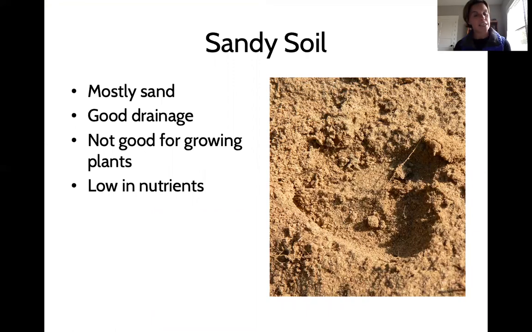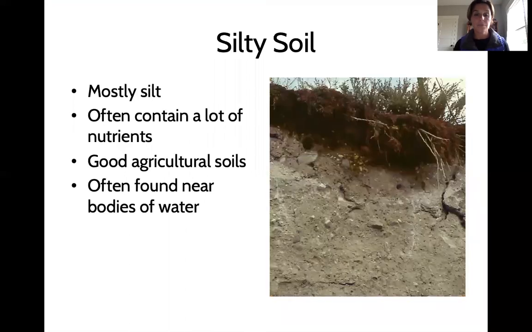All right, so let's talk about these soils. First one is a sandy soil. Sandy soil has a lot of sand in it. Makes sense, right? It's very good for drainage. So if you've got a spot that's holding a lot of water, if there was sandy soil, that water might all drain out. But because there's so much sand, there's not a lot of nutrients, so it's not really good for growing plants. This would not be a great soil for your garden.